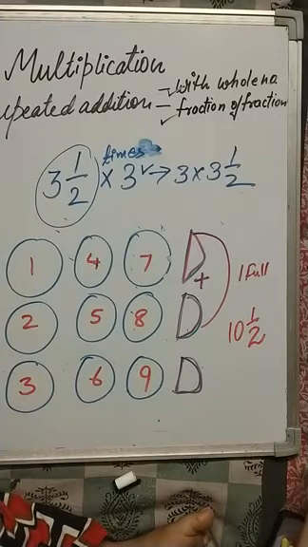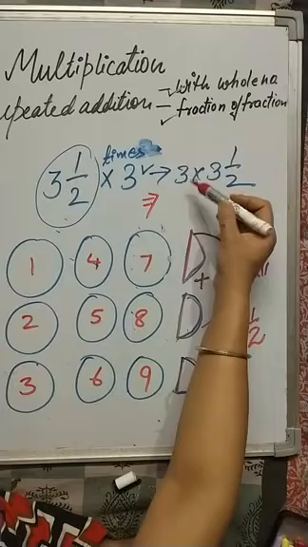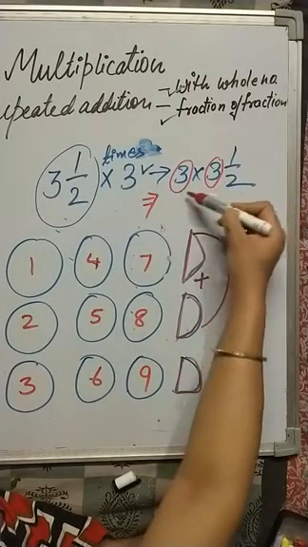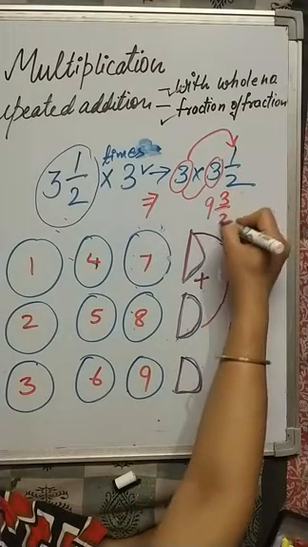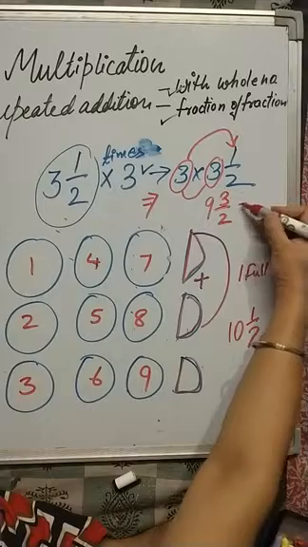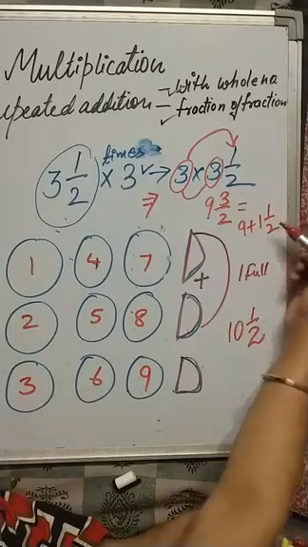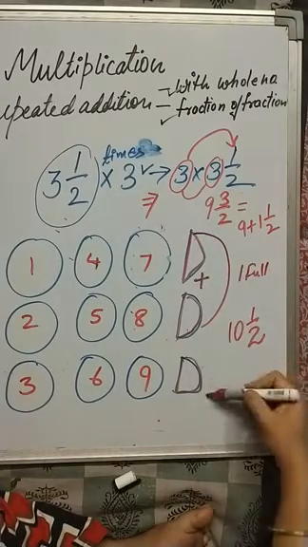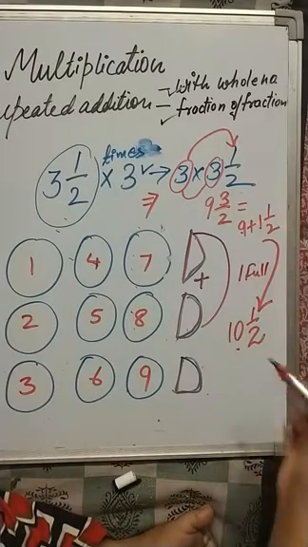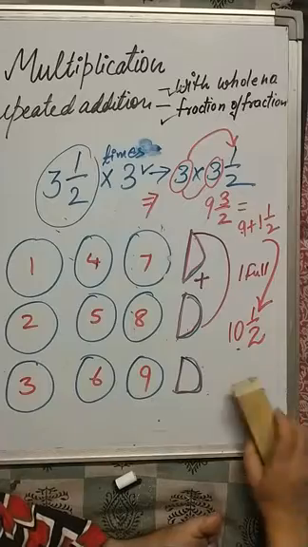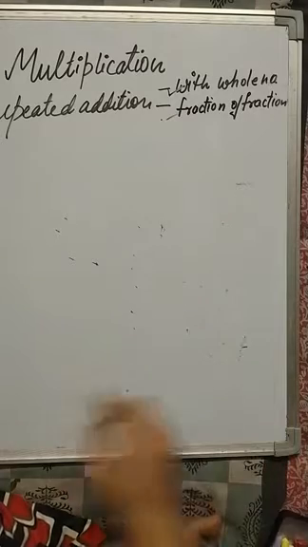Now how to do it without drawing the diagram? You can simply do it. 3 times 3 chapatis, how many? 9. And 3 times half chapati means 3 halves. We cannot write it like this. So I have 9 chapatis before and I have 1.5. 3 halves means 1 full and a half. If we add it, 9 plus 1 is 10 and 1 half more. So just go through the pattern and do these.